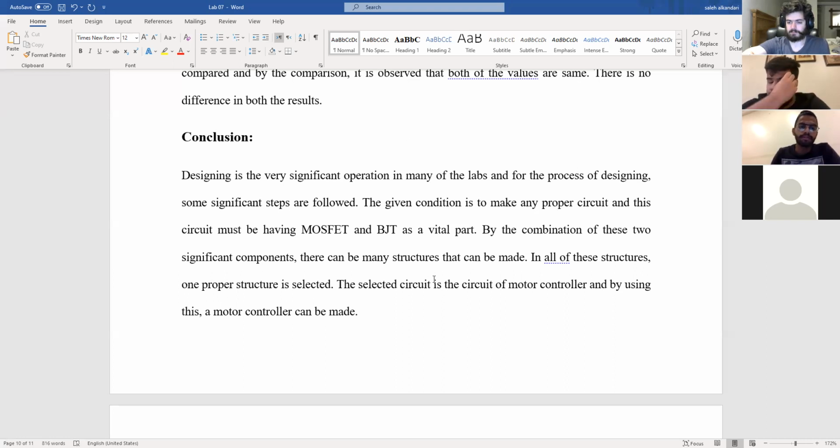When a proper structure is selected, the selected circuit is the motor controller circuit, and by using this, a motor controller can be made. This is the end of the lab.